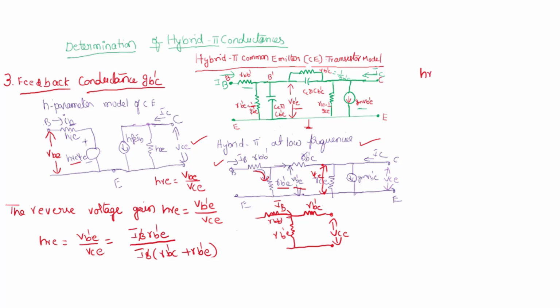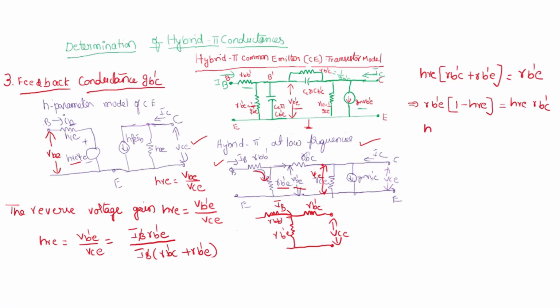So hre into rb'c plus rb'e is equal to rb'e. This implies rb'e, take common, 1 minus hre. You just take hre into rb'e to this side and take rb'e common. So rb'e of 1 minus hre is equal to hre into rb'c.